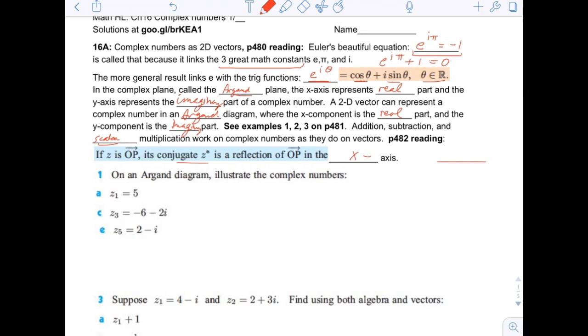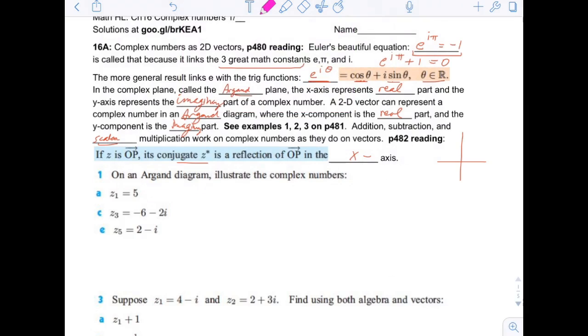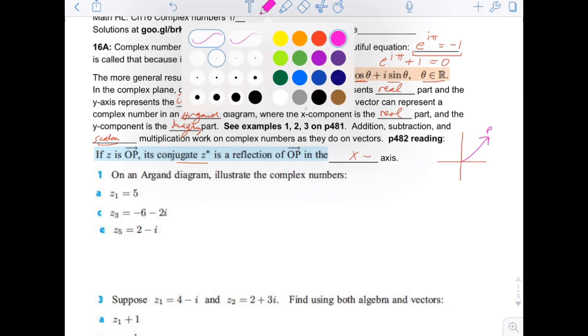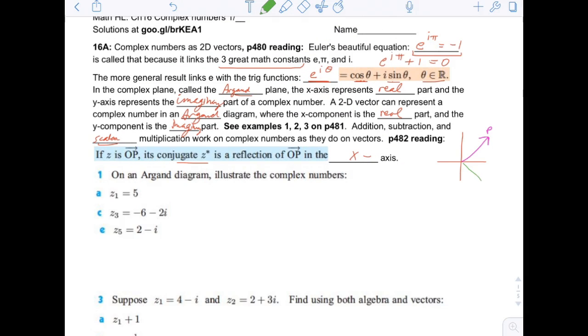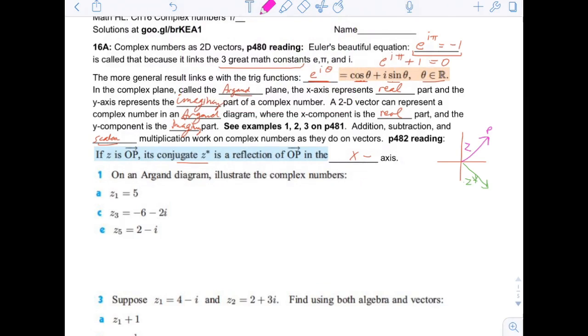So let me draw a picture of that. If this is the Argand plane, and you have OP here, then the conjugate of OP would be a reflection of OP in the x-axis. So it would be down here. Okay, so this would be z conjugate, and the top original vector would be z.